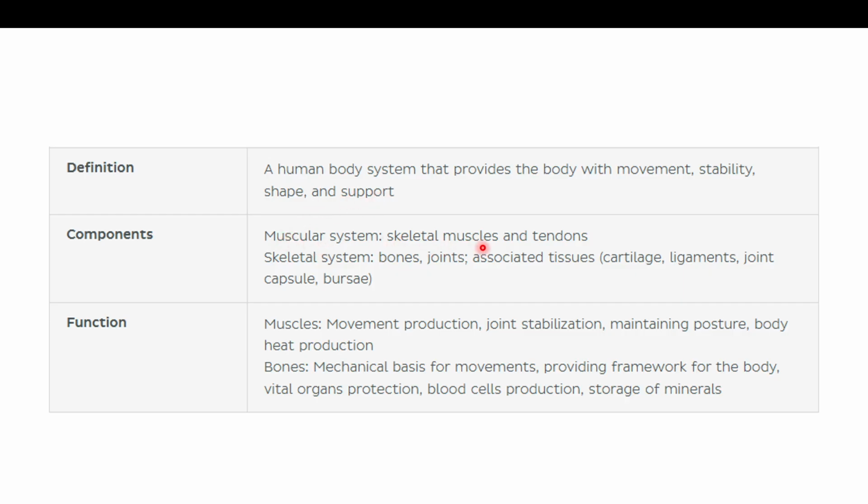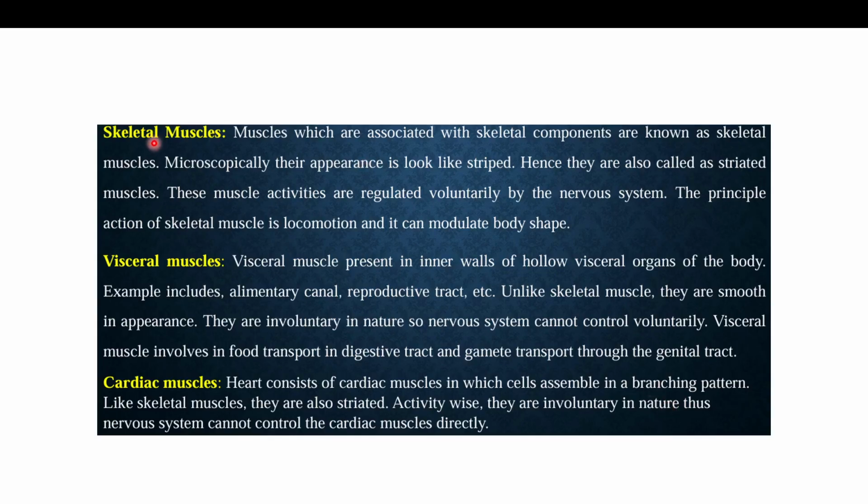Components are the muscular system, comprising skeletal muscles and tendons, and the skeletal system: bones, joints, and associated tissues, which can be cartilage, ligaments, joint capsule, and bursae. Functions: muscles provide movement, joint stabilization, maintaining posture, and body heat production. Bones provide the mechanical basis for movements and the framework for the body. Vital organs are protected. Bones definitely are the source for blood cell production, and they also help in the storage of minerals.